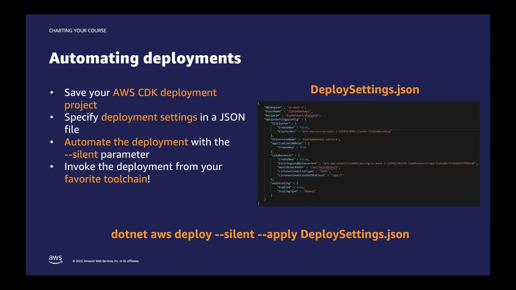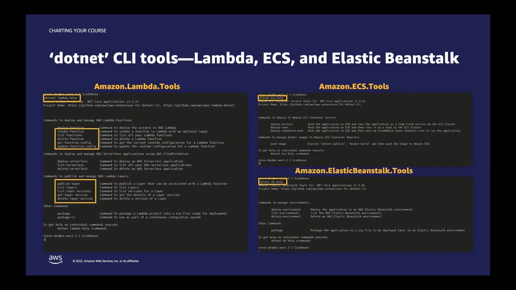That's not where it ends though. Remember the other service CLI extensions I mentioned? While the new AWS deployment tool for the .NET CLI is attempting to unify the deployment mechanisms under one banner, there are 3 other extensions available which have been for some time that are service specific.